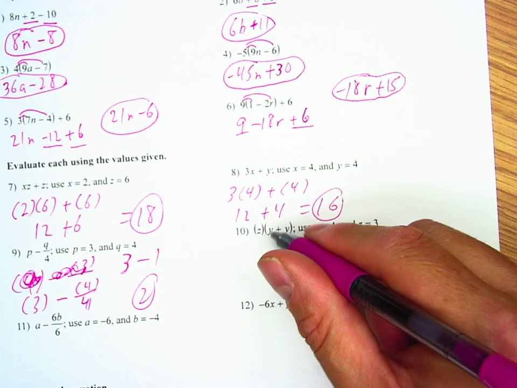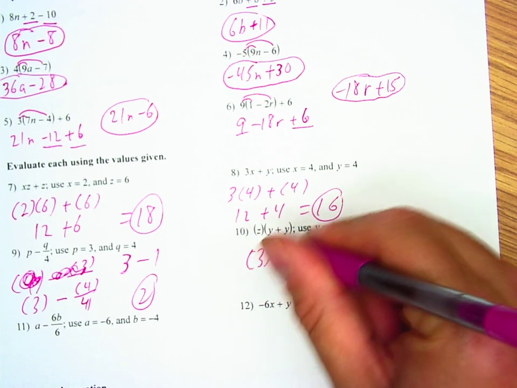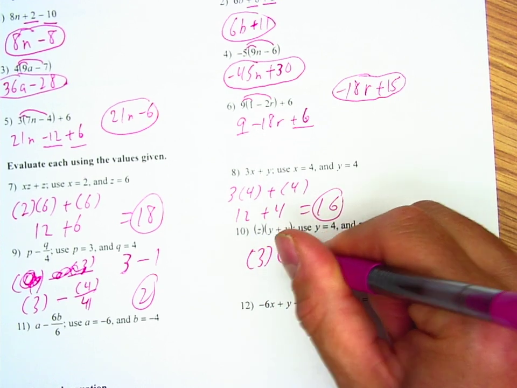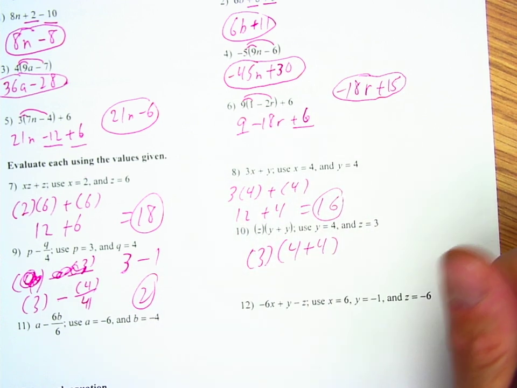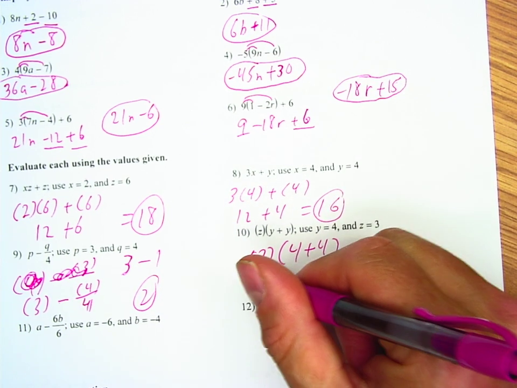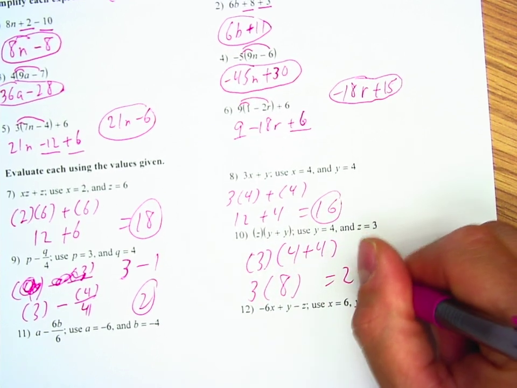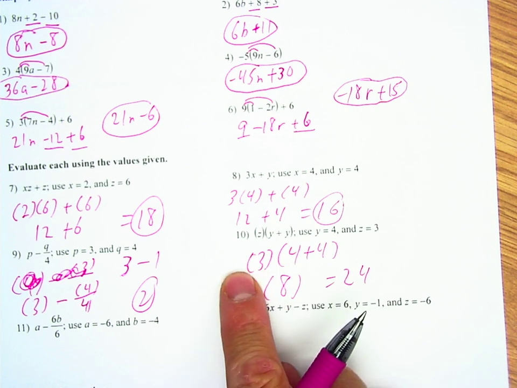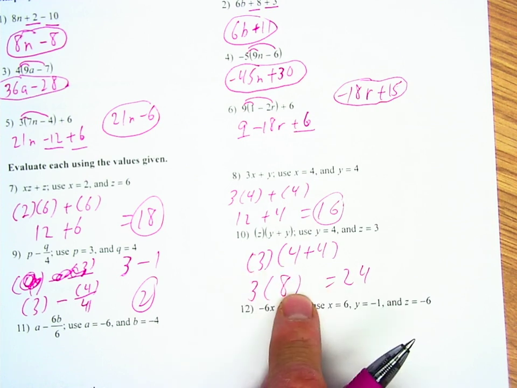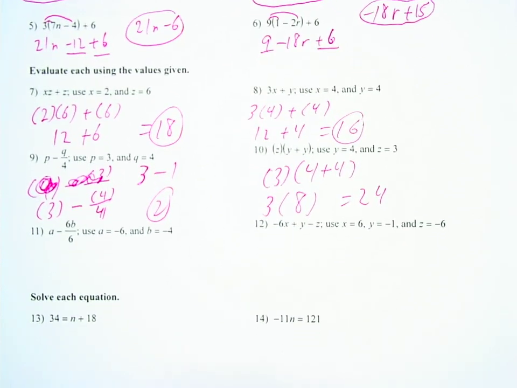Question 10, it's already got parentheses around everything. So Z becomes 3, parenthesis 3. Y becomes 4, parenthesis 4 plus 4. Or the quantity 3 times the quantity 4 plus 4, if you want to say it correctly. 3 times 8 is 24. Notice I got rid of the first parenthesis first, because there's nothing in front of it. But the second one I had to add and then distribute. Key things you need to recognize and realize when you're doing math.